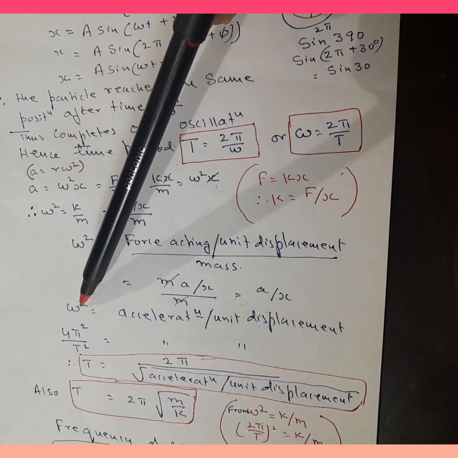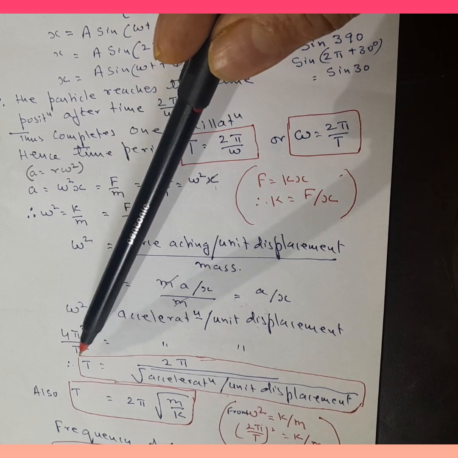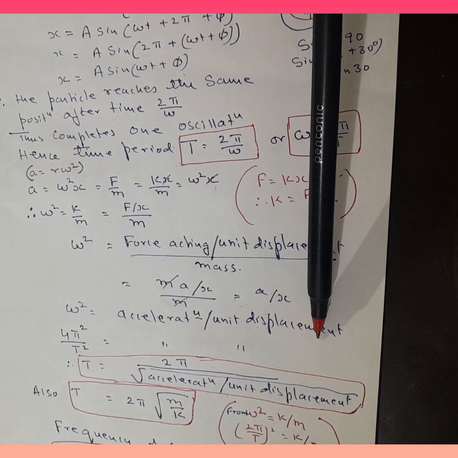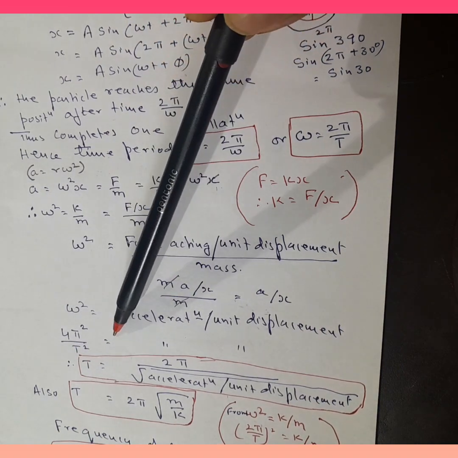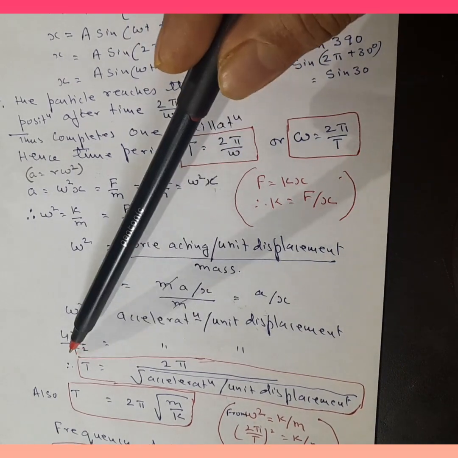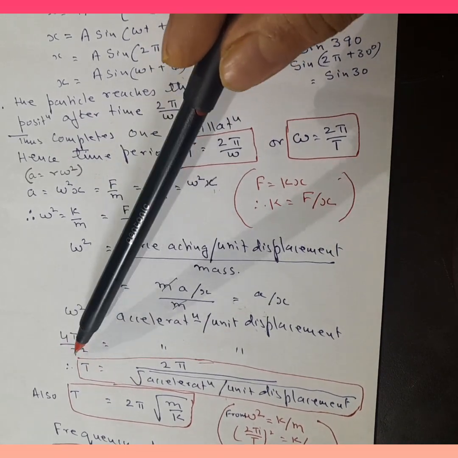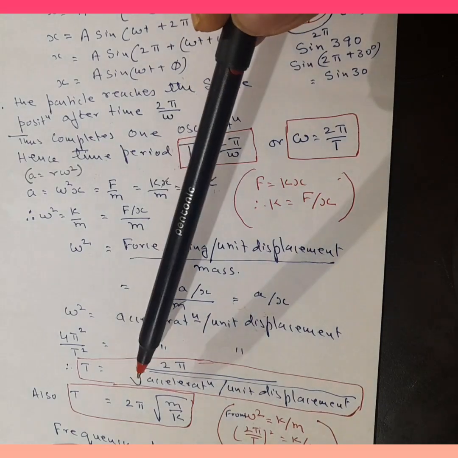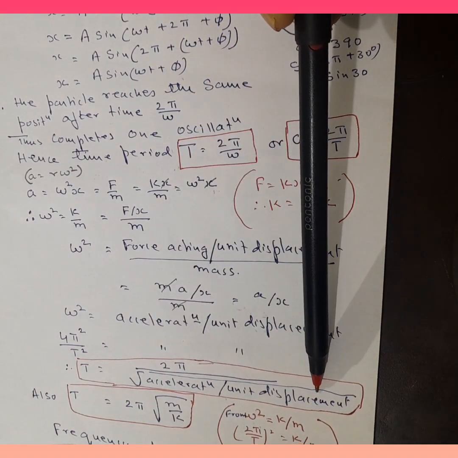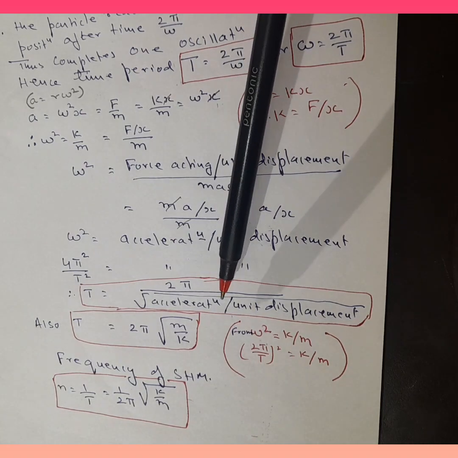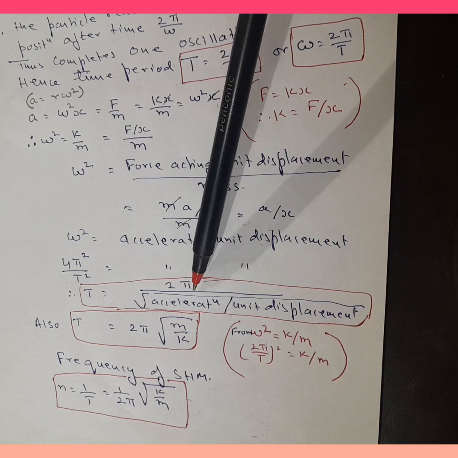Now we know omega is 2 pi over T, so it becomes 4 pi square over T square, equal to acceleration per unit displacement. If I want to find it in terms of time period, T comes here and this goes below 4 pi square, and we also have to take the square root on both sides. So T is equal to 2 pi over the root of acceleration per unit displacement. This formula has to be kept in mind because it is used many times in numericals.